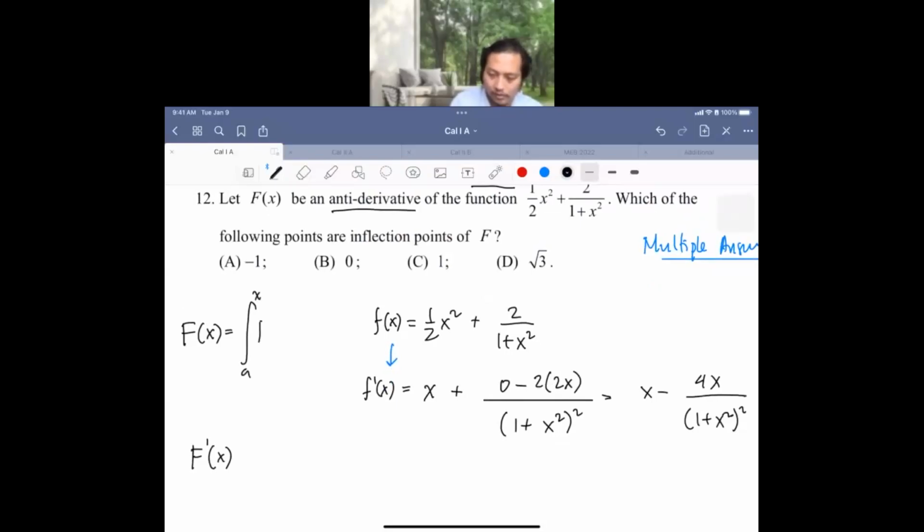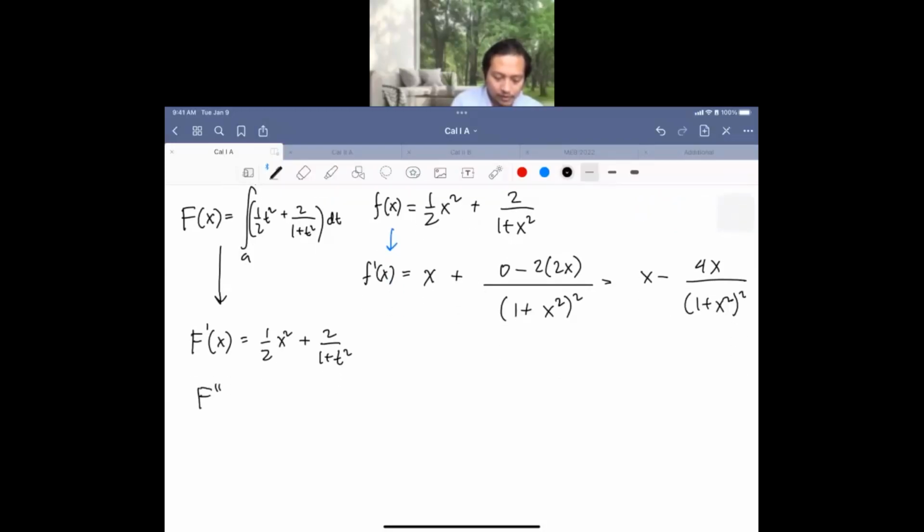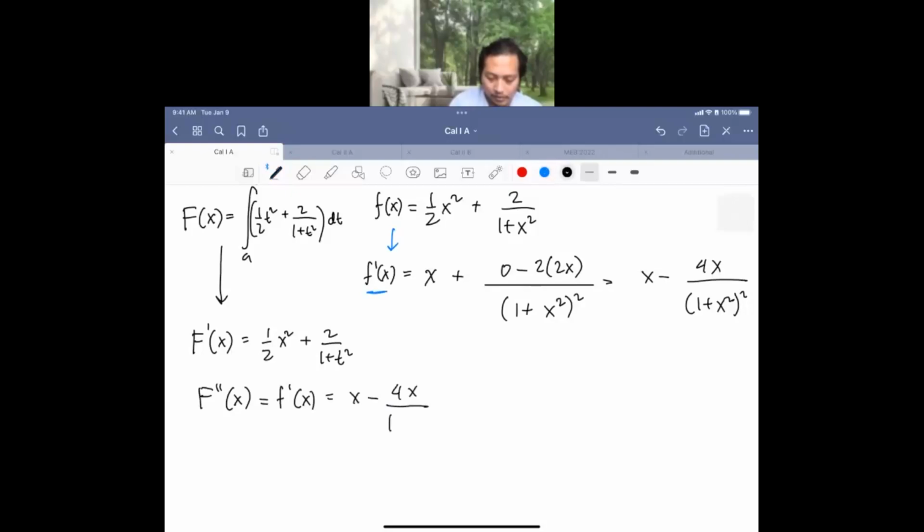Let's say this is half t squared plus 2 over 1 plus t squared dt. And then the derivative of this antiderivative becomes half x squared plus x over 1 plus x squared. And the second derivative is equal to the first derivative of this small f here. And this becomes x minus 4x. Okay, now we just take a look at this function and analyze it.